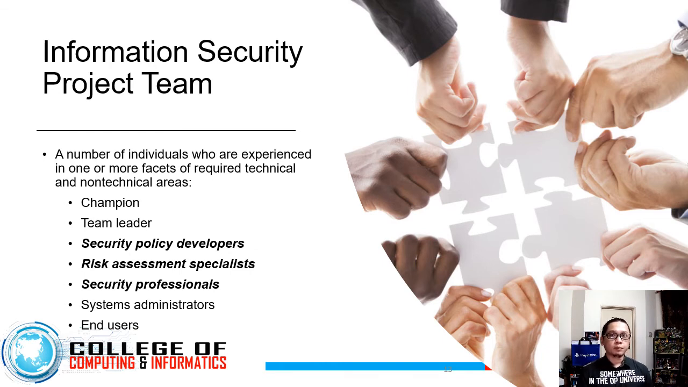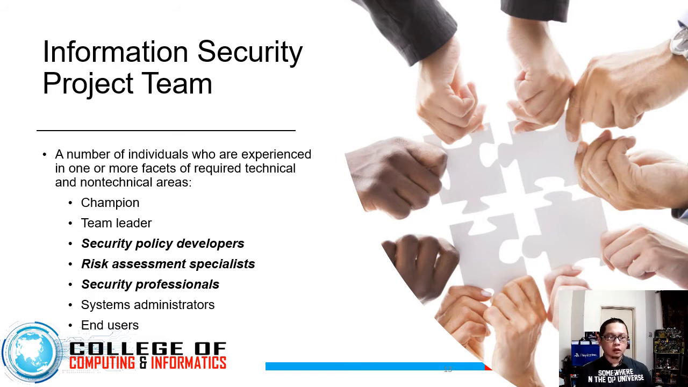The role of the champion is to get the requirement from the management, what they want, and then from there he or she will give the assignment to the project leader. The project leader is usually the one who knows, for that particular project, who the experts are to bring in and to provide the solution for the top management requirement. So this is where we have the policy developer, the risk assessment specialist, the security professional, for example, and also the technical team which provides the programming or the hardware solution.